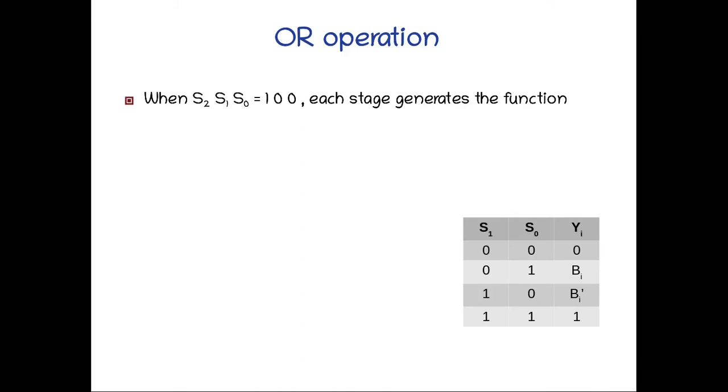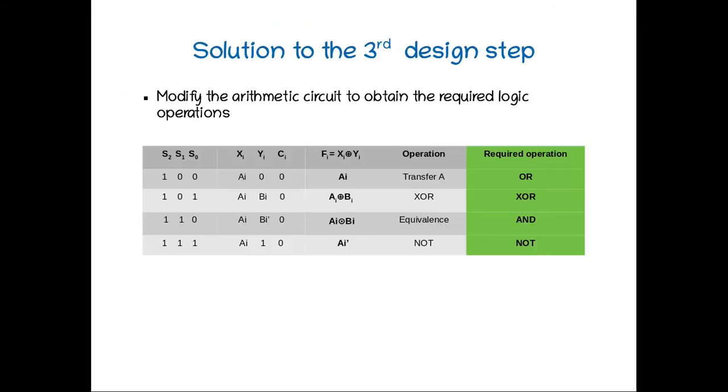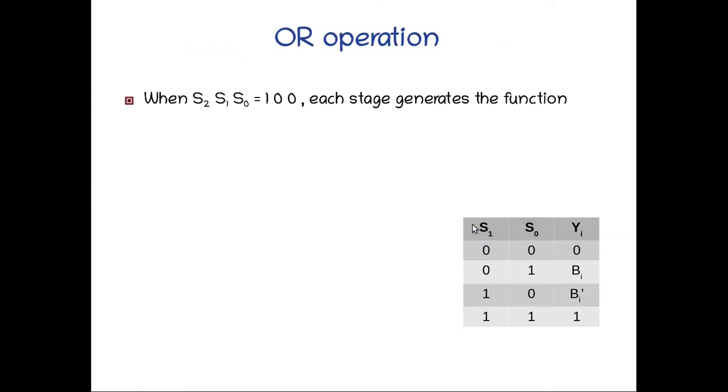So when S2, S1, S0 are 1 0 0, each stage generates the function. That is, we have to modify here. When S2, S1, S0 is equal to 1 0 0, in that case we have transfer A. We have to modify that into the OR operation. So when S2, S1, S0 is equal to 1 0 0, each stage generates the function fi equal to ai.